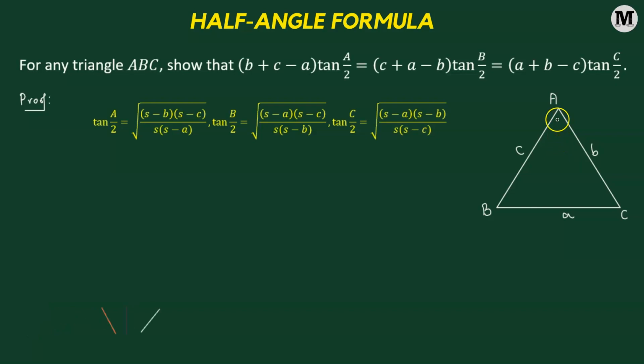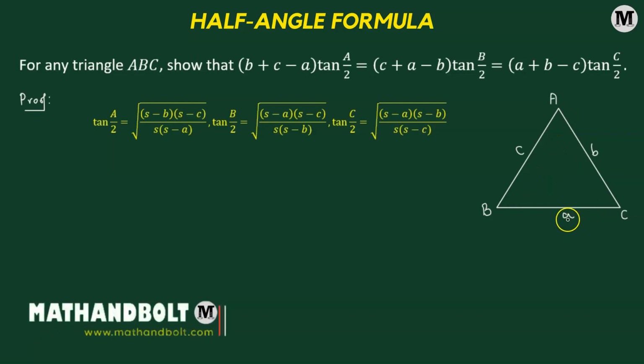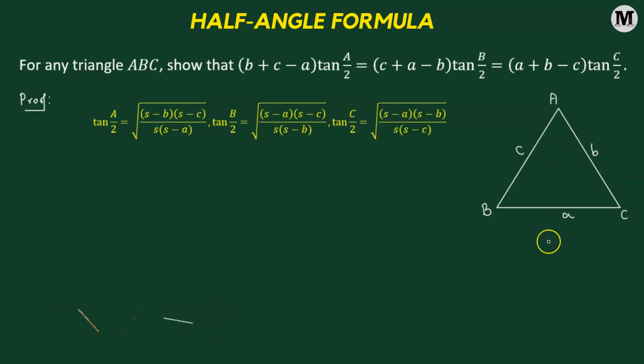Here, the sides opposite to angles A, B and C are represented by the lowercase letters a, b and c respectively. For this particular triangle, if we take the sum of its sides, that is a plus b plus c, that's going to give us the perimeter of the triangle. We'll take half of that perimeter, and that gives us the semi-perimeter, which is denoted by the lowercase letter s.